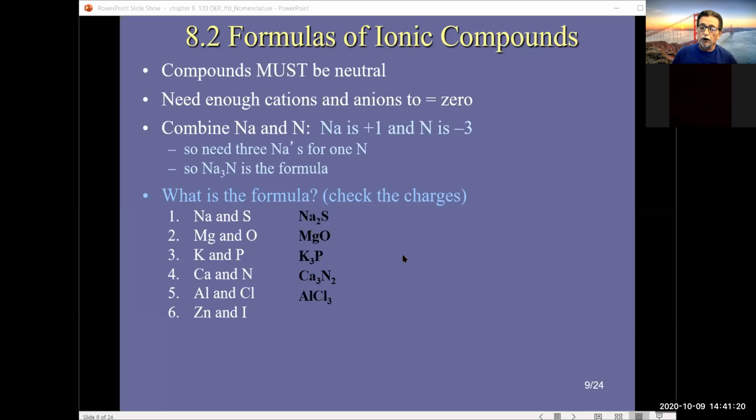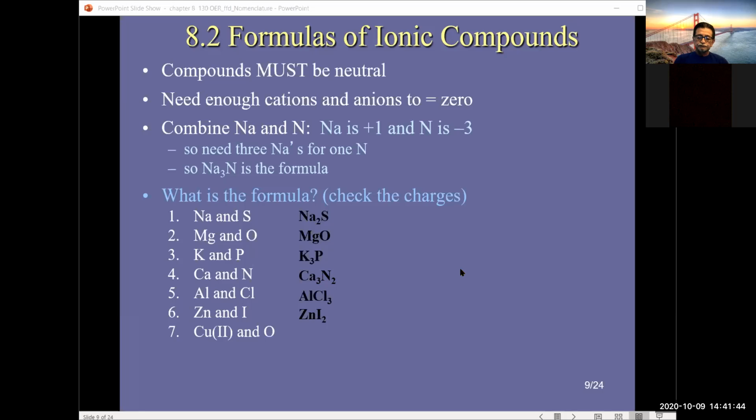Same is true for this one. We got zinc that always has a +2, and iodide, which becomes a -1 each one, and when it becomes an ion, that means I need 2 negatives, 2 iodides for every zinc +2. So my formula now is zinc iodide. Notice the name change. Went from iodine to iodide.